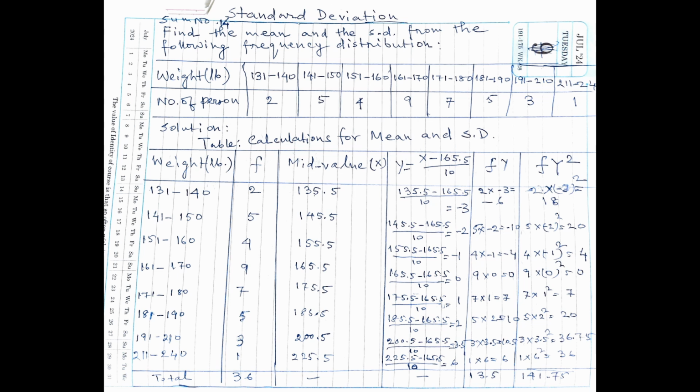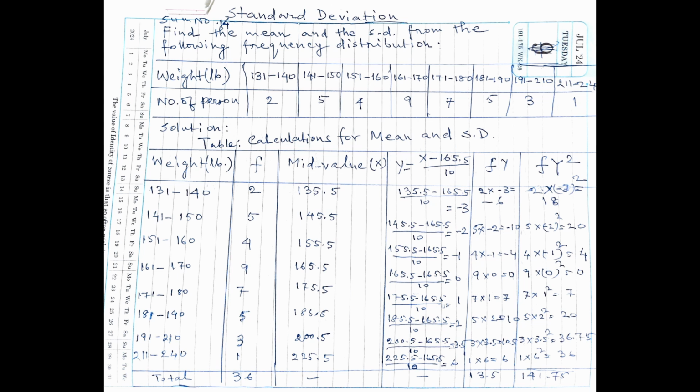Weight 151 to 160, frequency 4, mid value is equal to 155.5. How have we calculated the mid value? Mid value is equal to 151 plus 160 by 2 is equal to 155.5. Y is equal to 155.5 minus 165.5 by 10 is equal to minus 1. Fy is equal to 4 into minus 1 is equal to minus 4, and Fy square is 4 into minus 1 square is equal to 4. Likewise, other entries have been made.